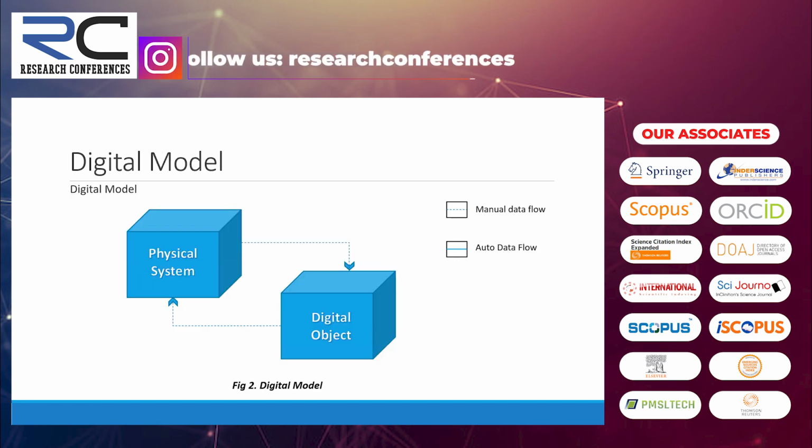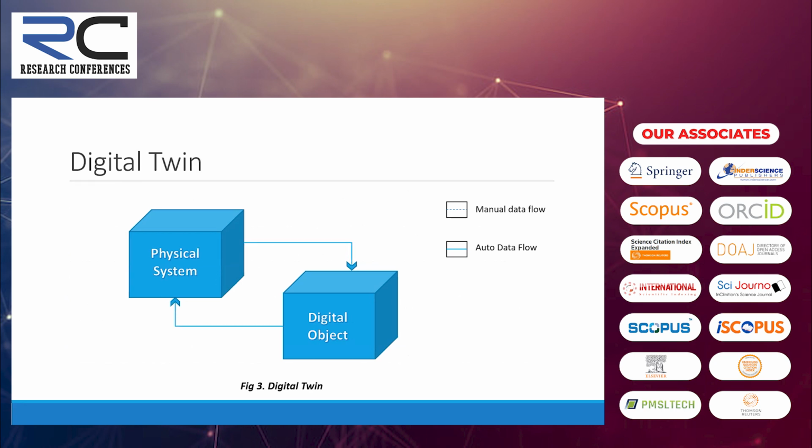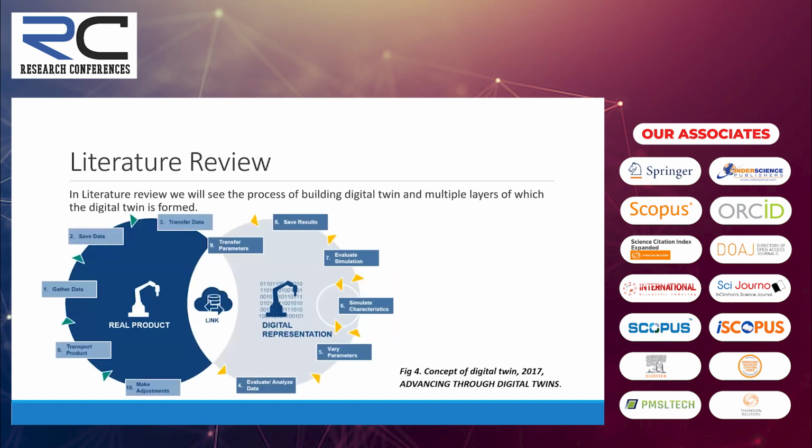I've shown this in these model diagrams. In a digital model, the data which is fed into the system is through manual mode, and in a digital twin there is auto data flow, so that when a physical system is operated, the digital twin is also operated, and vice versa. If a digital twin is operated, so is the physical system. So here I have shown how a digital twin works.